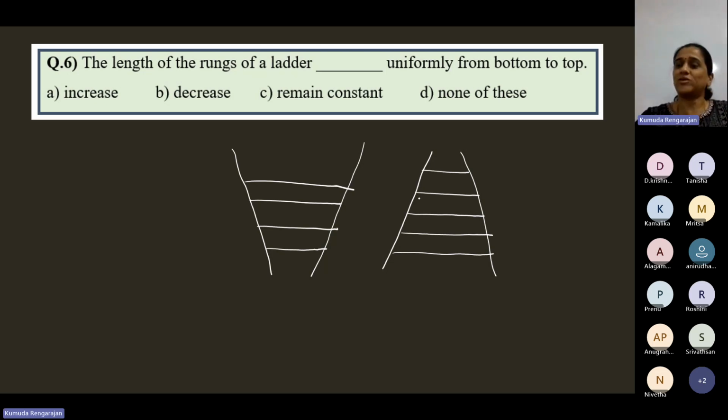When you climb up the ladder, how will you hold the sides? Like when you walk up the stairs, you need the railings, right? In the same way, when you're going up the ladder, you need to hold for support.